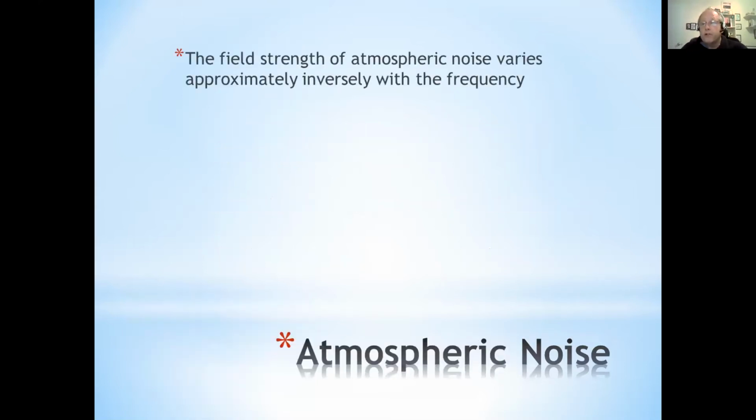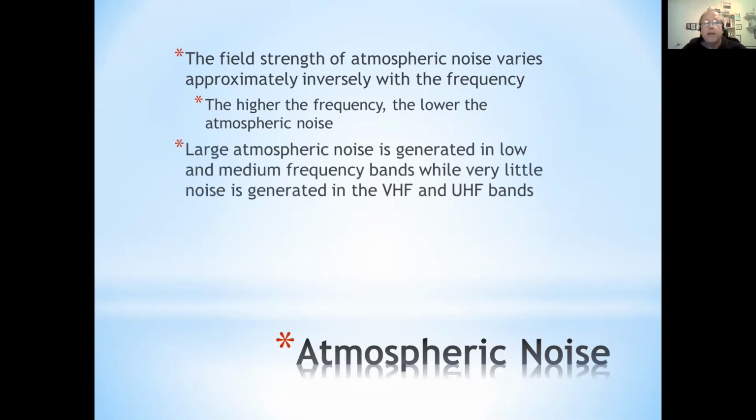The field strength of atmospheric noise varies inversely with the frequency, which really means the higher the frequency, the lower the atmospheric noise. So atmospheric noise, as you've I'm sure been on the air on HF, you know primarily affects 160 meters, 80 meters, and 40 meters, right? What we call the low bands. It affects the VHF and UHF bands much less.